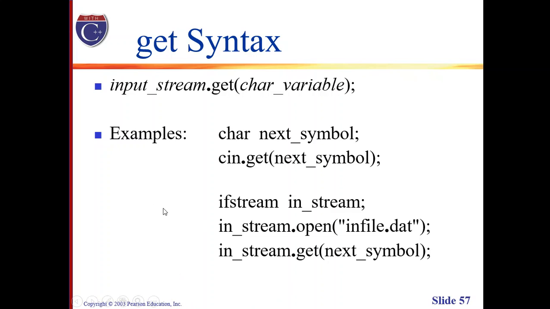Then another example that we have here is we used an input file stream, then we linked an input file to it, and this time we use the get function of our input file stream to get one character at a time from our input file. Whatever character we extract from this input file, we store in this variable, one character at a time.